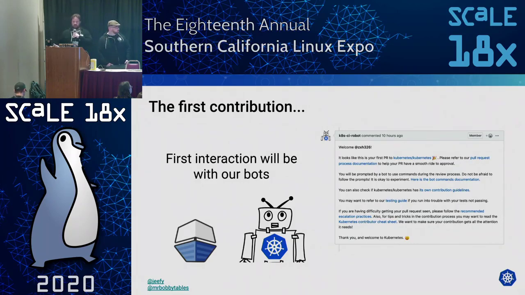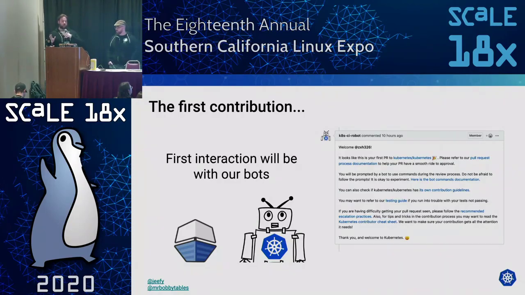And the first experience that a person has with our automation really is then our bots. If it's their first PR, the K8s CI robot will give them a nice little welcome message and provide links and resources along with explaining how to get your PR reviewed faster. Because oftentimes with large projects, trying to get a PR review can be a painful process.